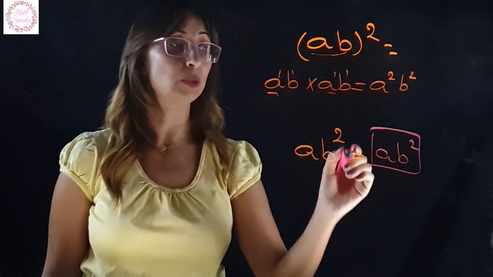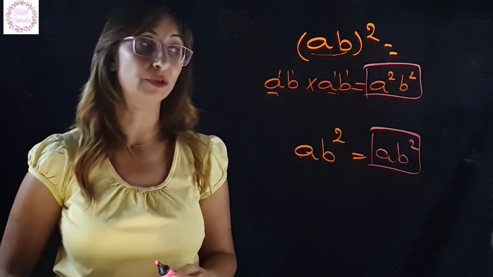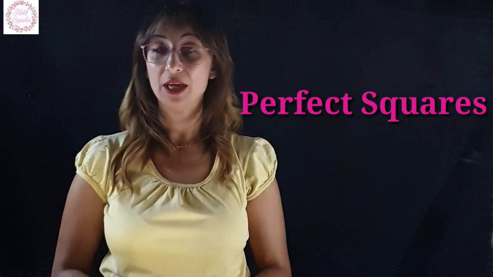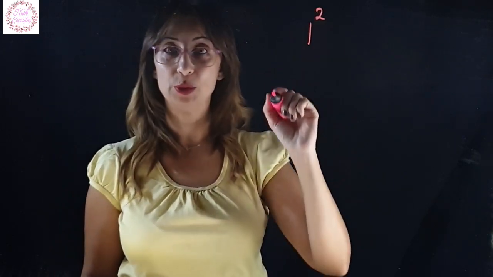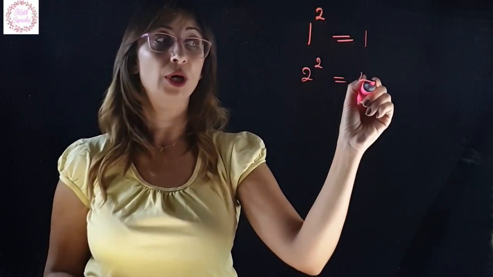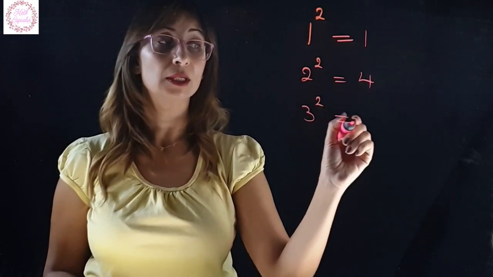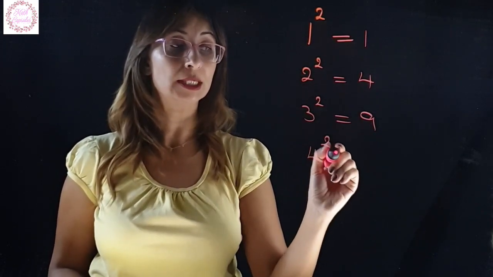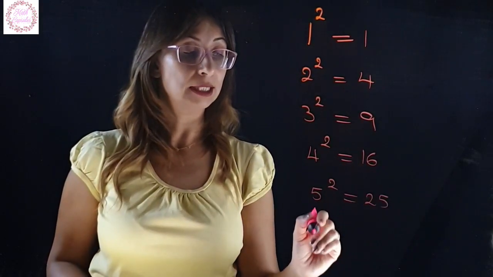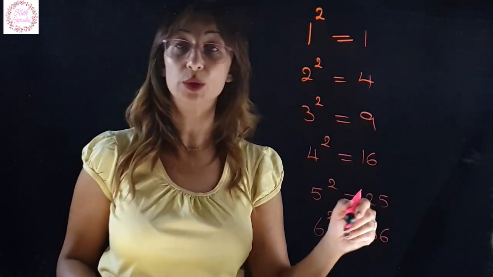So what is the difference between AB squared and A squared B squared? It's a big difference. Sometimes we hear this word, perfect squares. What is the meaning of perfect squares? A perfect square is the square of a whole number. So for example, square means power 2. So 1 power 2 is 1, 2 power 2 is 4, 3 power 2 is 9, 4 power 2 is 16, 5 power 2 is 25, 6 power 2 is 36, and we can continue forever.